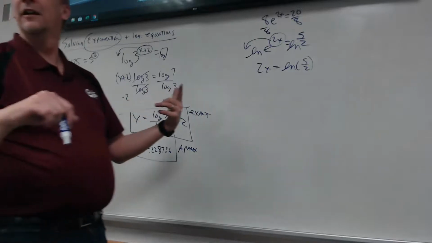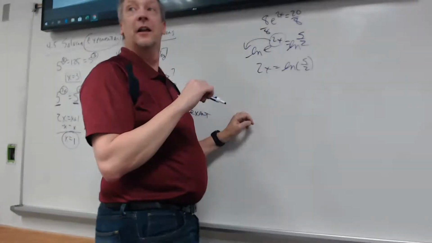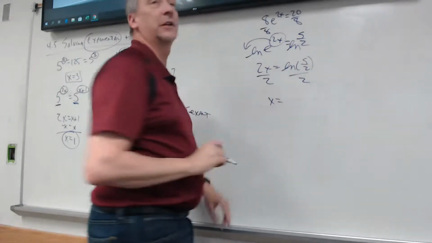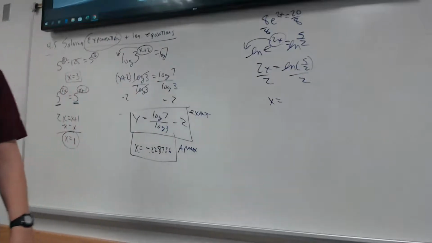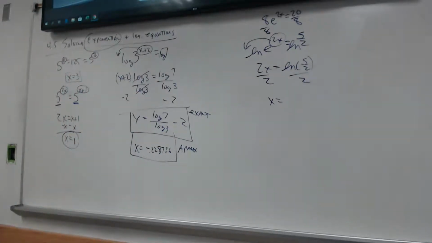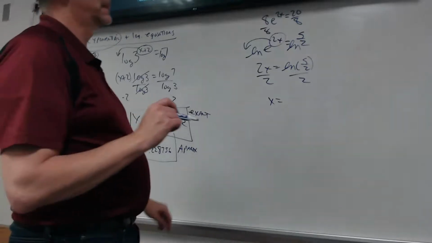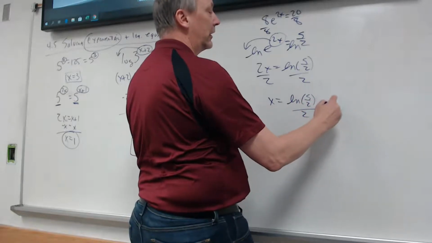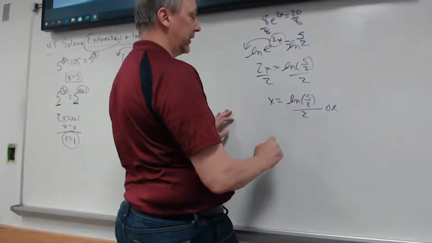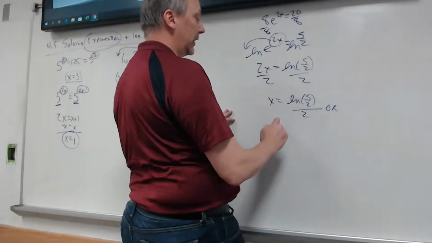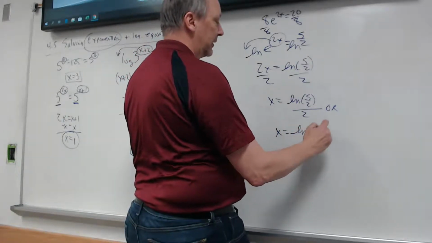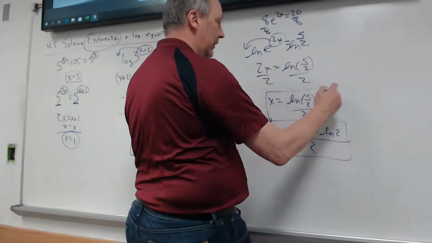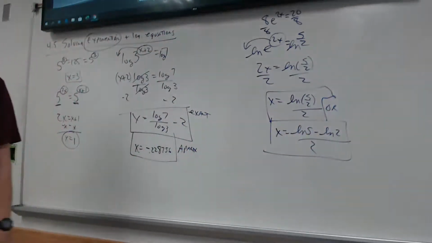Divide by 2. And I get x equals, can I cancel those 2's? No. So that's what? ln of 5/2 divided by 2. Or, if you wanted to, this is also a correct answer, I can use my properties of logarithms, and I can say x equals the ln of 5 minus the ln of 2 all over 2. Did you know that those are the same answer? Do those look like the same answer?